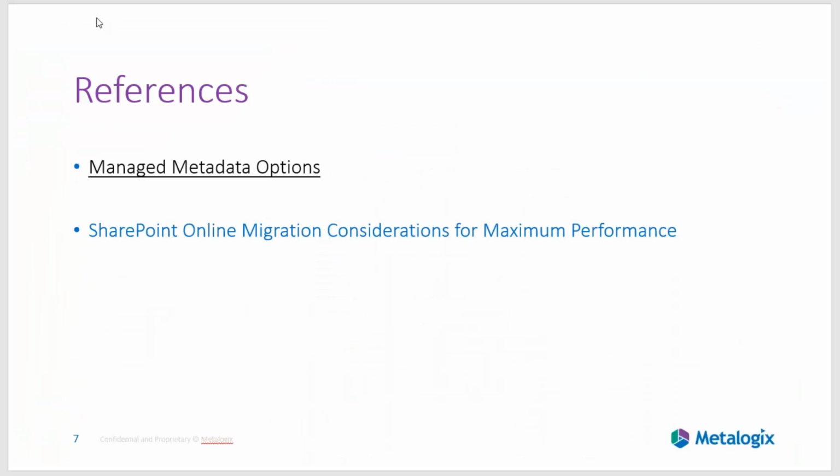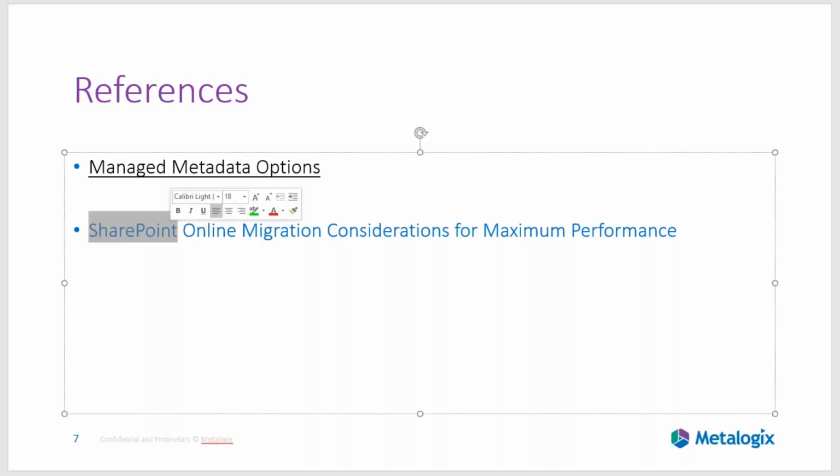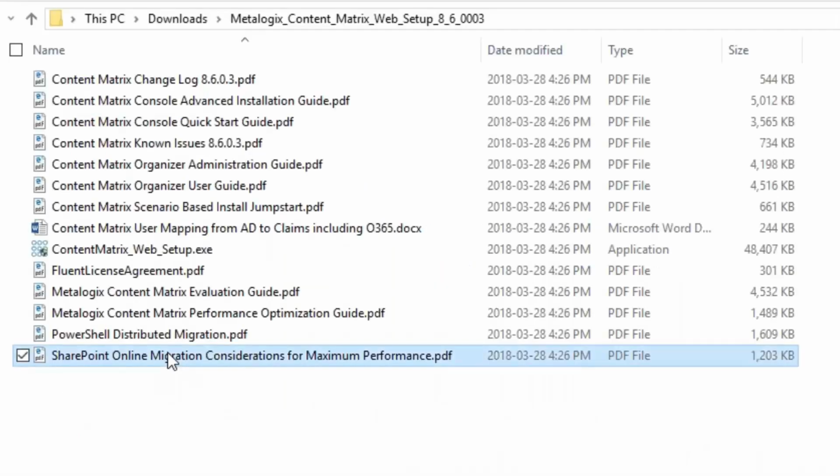Just one follow-up, and in this reference is major documentation that will definitely help. The second one is the SharePoint Online Migration Considerations for Maximum Performance. That does come with the Content Matrix version that is downloaded. We have that as one of the files, so definitely recommend reviewing that for migration setup when migrating to SharePoint Online. It's this file right here, so it's within the web setup it comes.